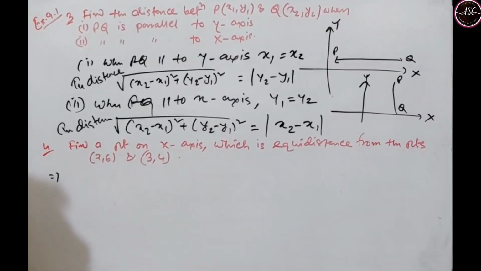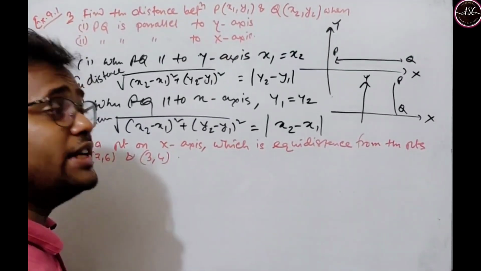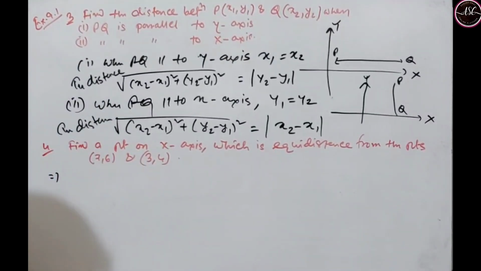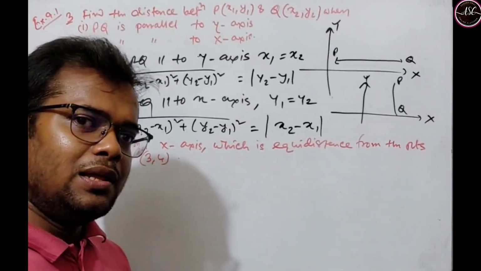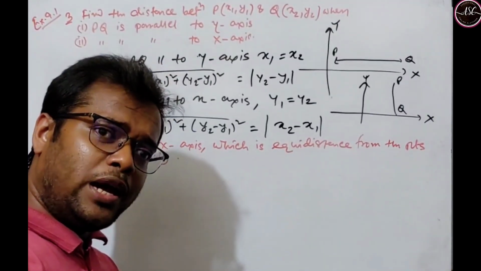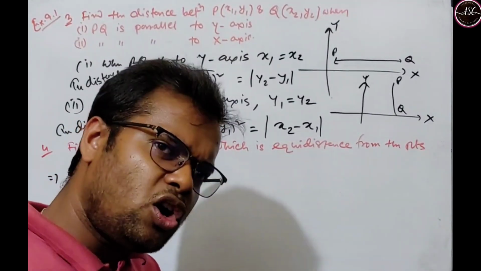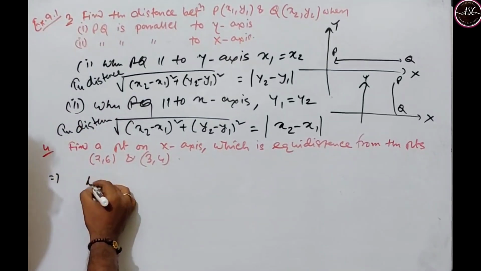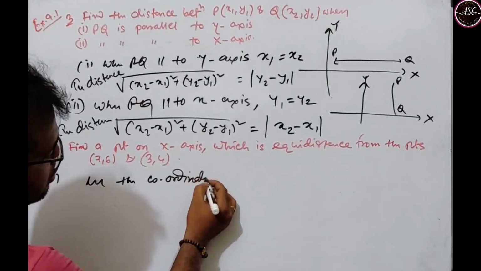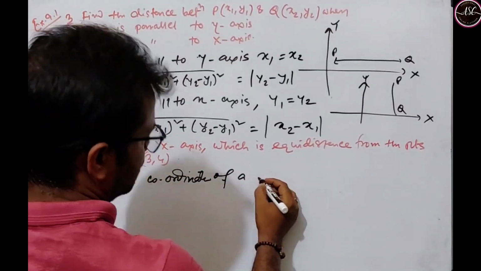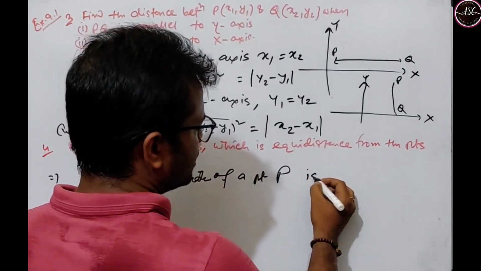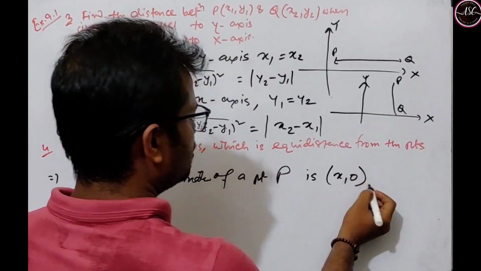Now look at this question. Find a point on the x axis which is equidistant from the points 7, 6 and 3, 4. So if a point is on the x axis, let the point be x, y, and y is obviously 0. So let the coordinate of the point P be x comma 0.